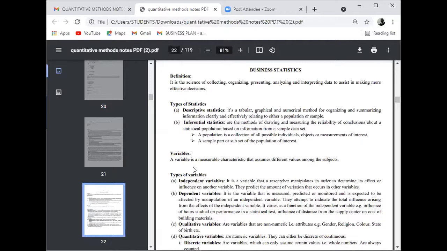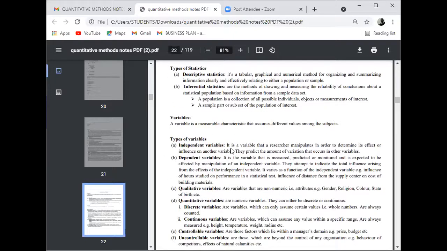It can be height. Height is a variable. It can be the mean income. Income is a variable because it is measurable. It can be the distance. Anything that is measurable, and is actually an attribute, that particular item is considered a variable. We have quite a number of variables.